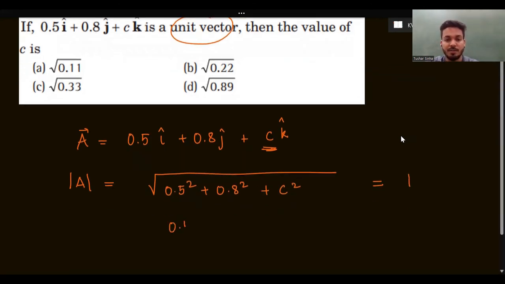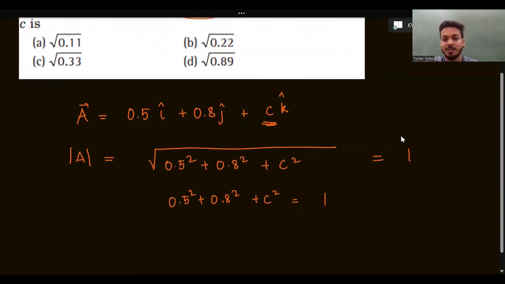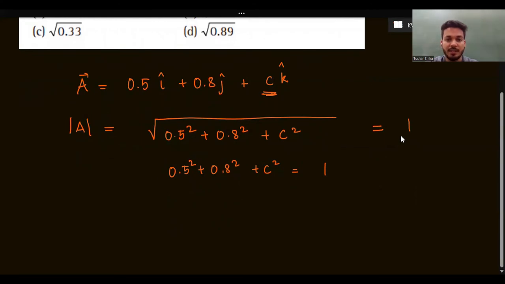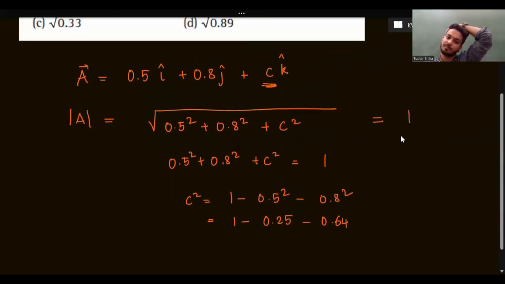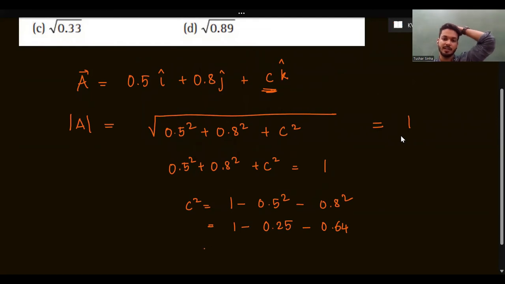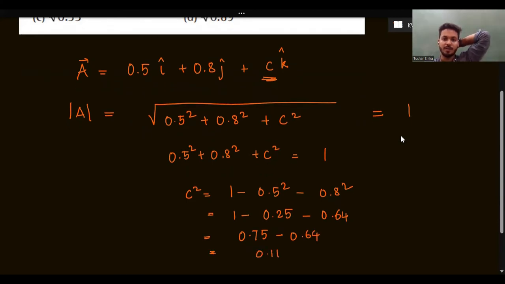So squaring both sides, you'll get 0.5 square plus 0.8 square plus c square is equal to 1. If you square both sides, 1 square is also 1. So c square will be nothing but 1 minus 0.5 square minus 0.8 square. So 0.5 square is 0.25, and this is minus 0.64. So if I do this correctly, I'll have 0.75 minus 0.64, which makes this 0.11. So obviously this is equal to c square.